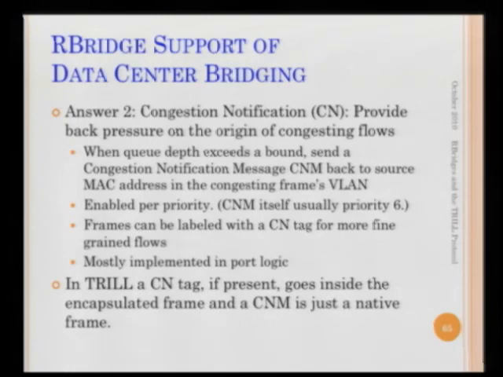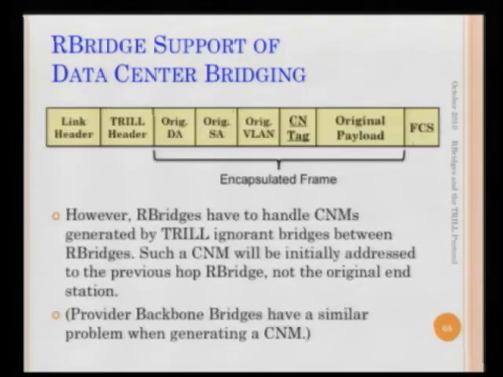In TRILL, the CN tag, if it's present, goes inside the encapsulated frame. So it follows the TRILL guideline that whatever frame would have been on the wire now appears inside the encapsulation. And CNMs are handled like other native frames. They may be higher priority, but that's how TRILL handles priorities. So if you have an encapsulated frame with a CN tag, it looks like this in TRILL.